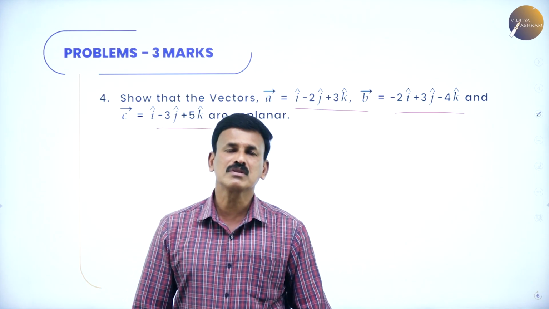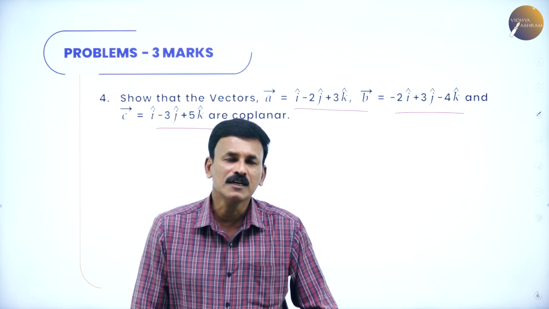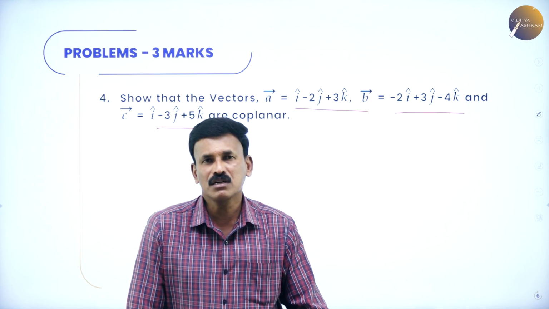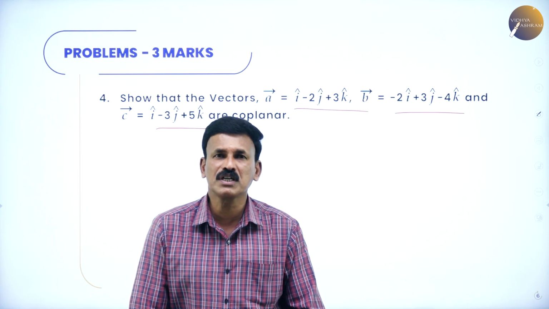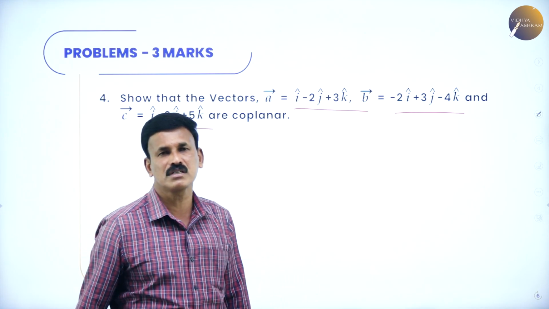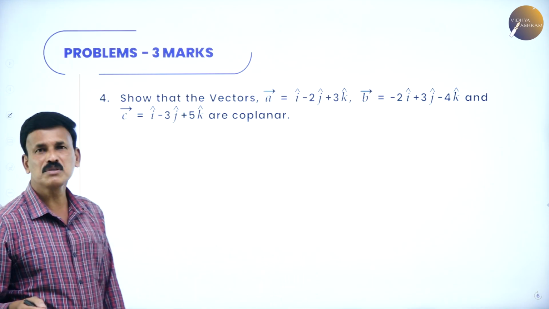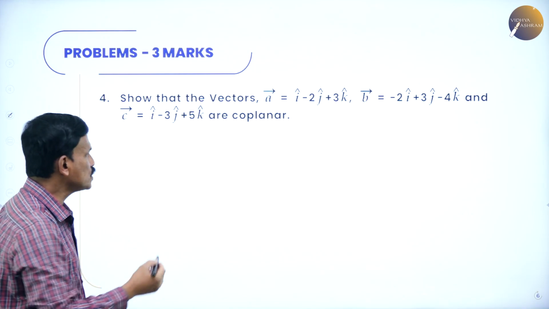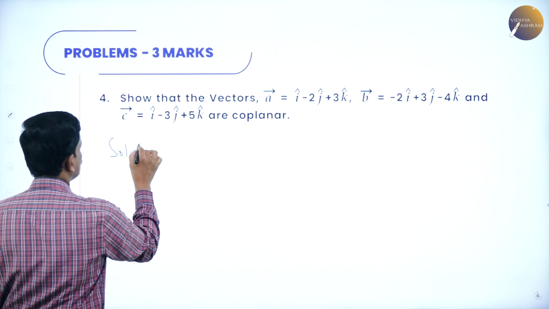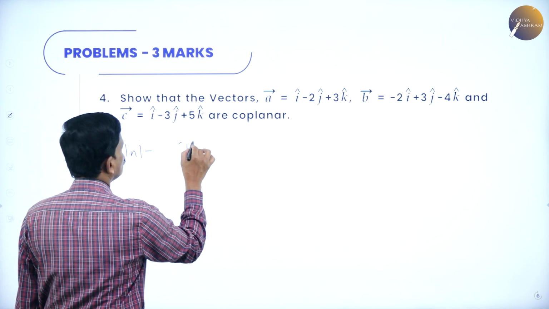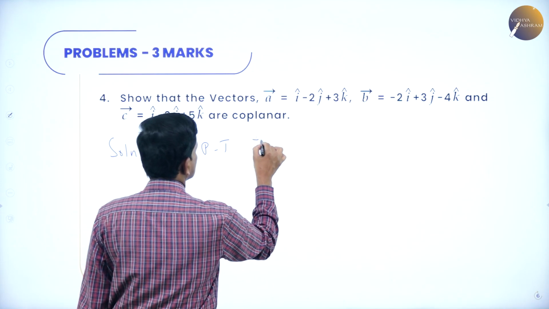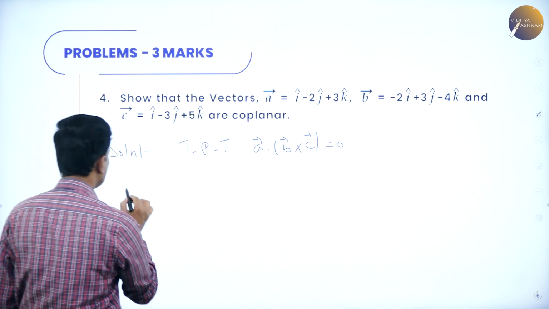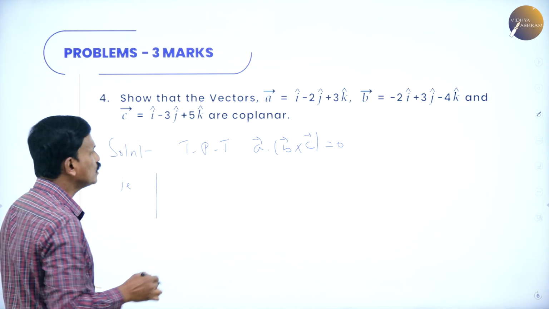So, to prove the given three vectors are coplanar, show that the box product, the scalar triple product A dot B cross C, is equal to 0. That is, if the determinant value is equal to 0, then the vectors are said to be coplanar. Let me solve this. So, to prove that the vectors are coplanar, A dot B cross C must be equal to 0. Now, let us write down the dot product A dot B cross C.